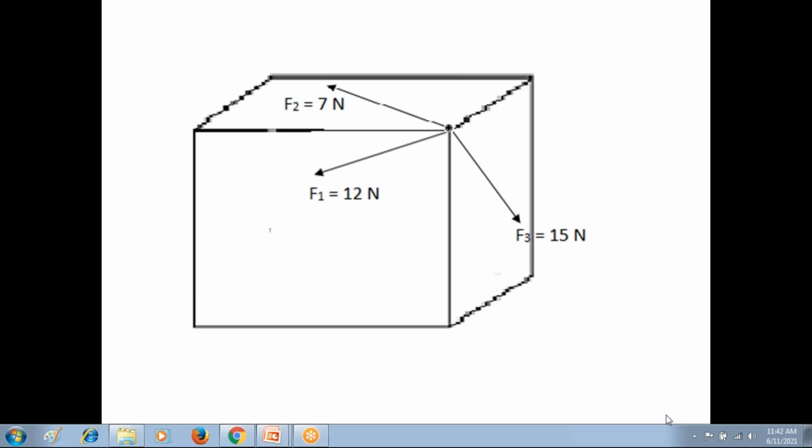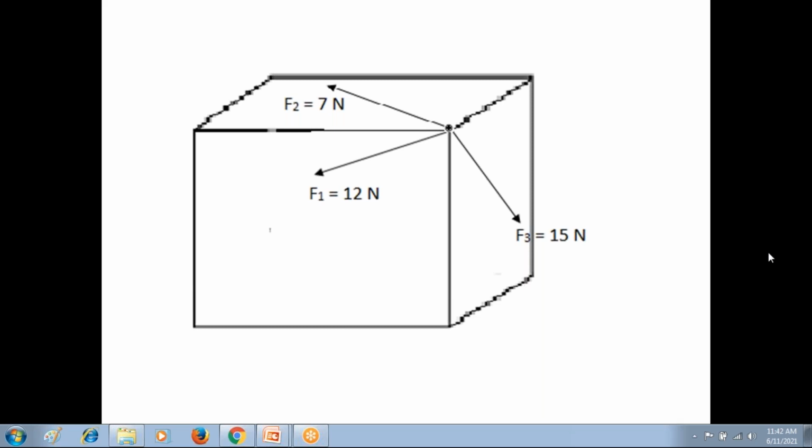The next one is the coplanar force system. All forces lie on the same plane. That is the coplanar force system. The third one is the coplanar parallel force system. In that we have 2 types: coplanar parallel like force system and coplanar parallel unlike force system. If all forces lie on the same plane, parallel to each other, acting in the same direction, we call that the coplanar parallel force system.